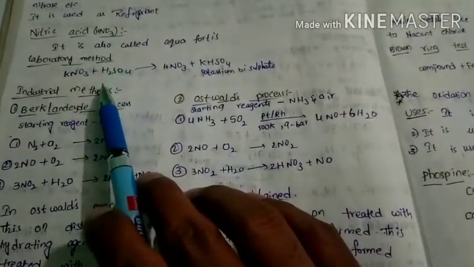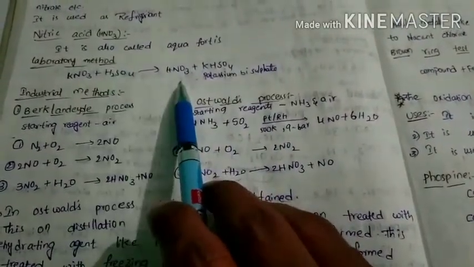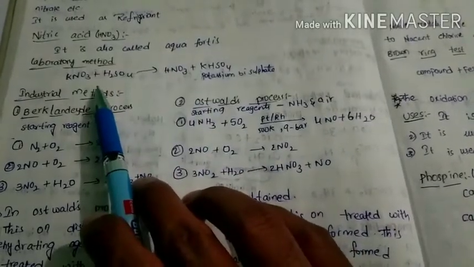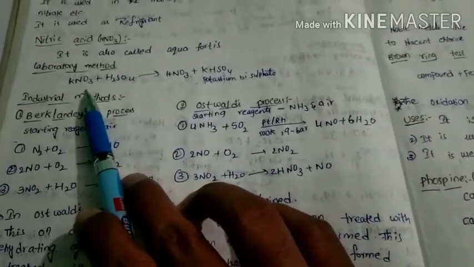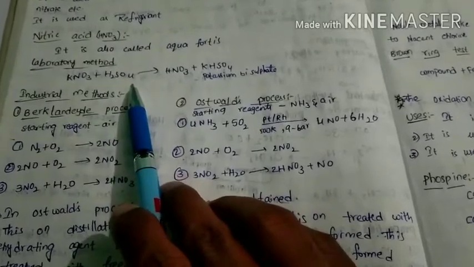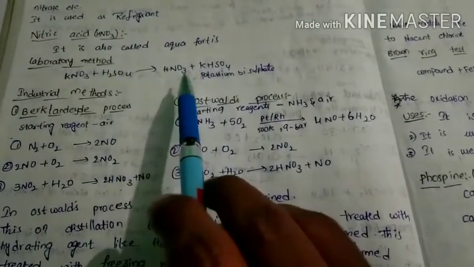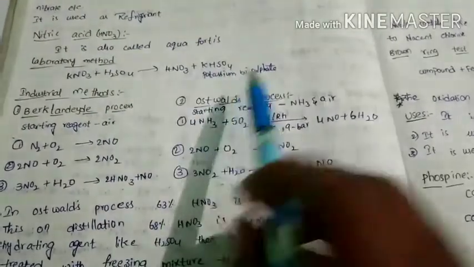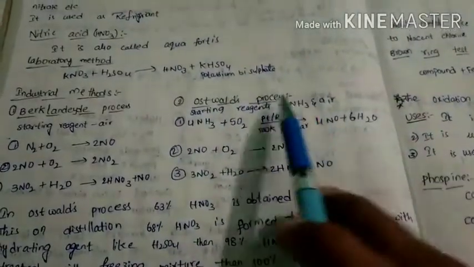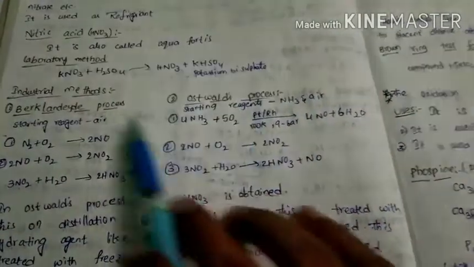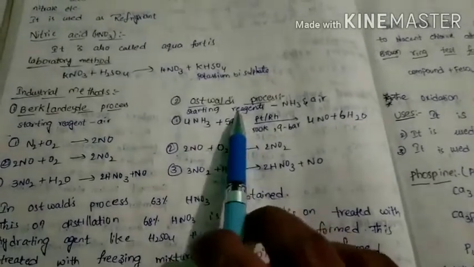In the laboratory method, HNO3 can be made by the reaction of potassium nitrate with H2SO4. Then HNO3 and potassium bisulfate are formed. This is the laboratory method. This is the industrial method. This method is not there in our syllabus. Ostwald process.